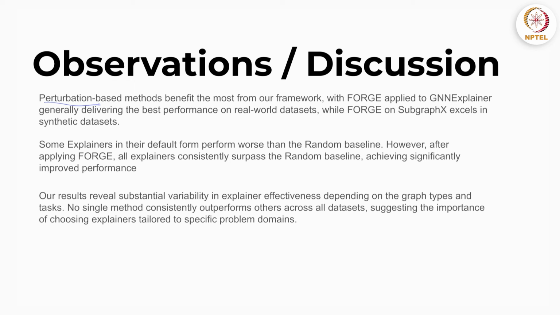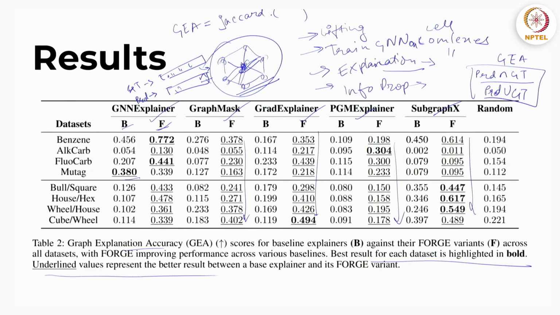And so what we find is that perturbation-based methods, which are GNN explainer and subgraph X, benefit the most from our framework. If we go back to the results, for GNN explainer, you can see that the jumps are huge, except MUTAG. But we see that on synthetic, so these are synthetic data sets, and these are real world data sets. On synthetic data sets, the jump is almost 4 times.